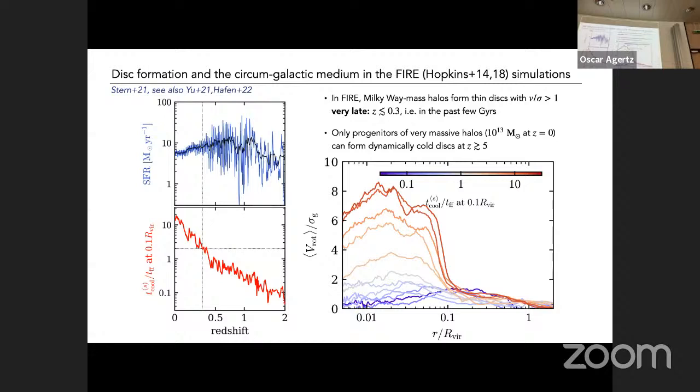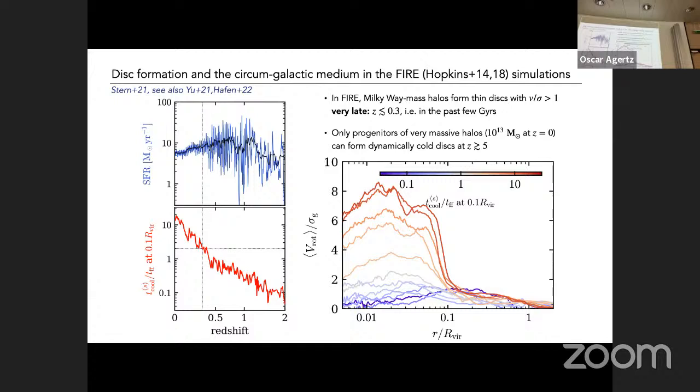In these FIRE models, you form a thin disk, V over sigma greater than unity, very late, past 3 billion years. And you can see it here. This is the radial profile of the V over sigma. When it's getting close to 10 is where you have a Milky Way-like system, let's say. And here it is color-coded by the ratio of the cooling timescale and the freefall timescale. So when you go towards the red, you see this transition.